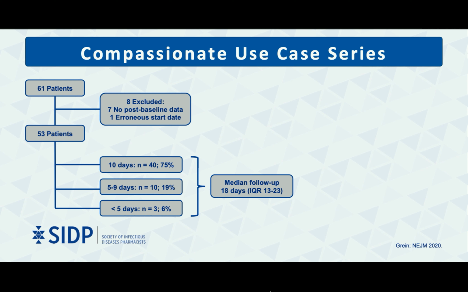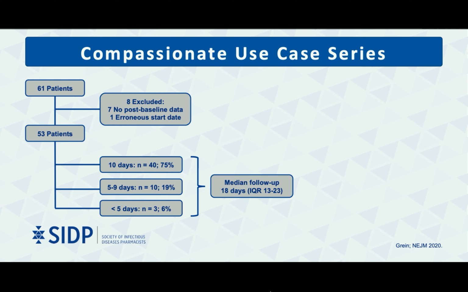So next, let's move on to the clinical data with remdesivir for COVID-19. This report was published recently in the New England Journal of Medicine, which documents some of the experience thus far with the Remdesivir compassionate use program. Initially, 61 patients were identified who received at least one dose of Remdesivir, but 8 patients were excluded from this report, 7 for not having post-baseline data available, and 1 for an erroneous start date which was not further specified. This left 53 patients from several countries in the final sample for analysis.